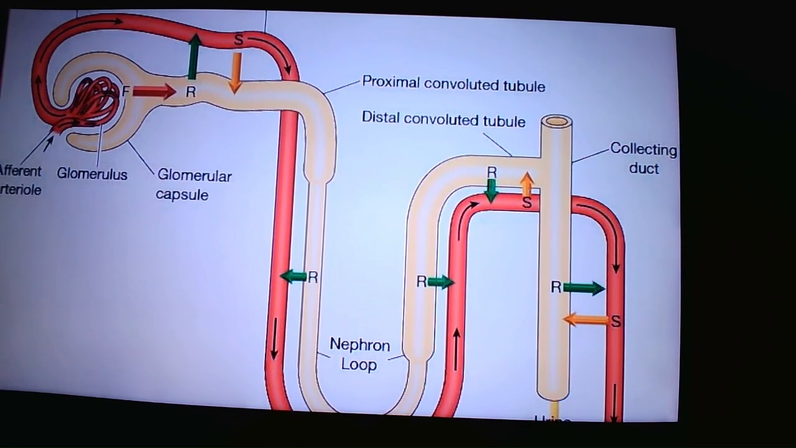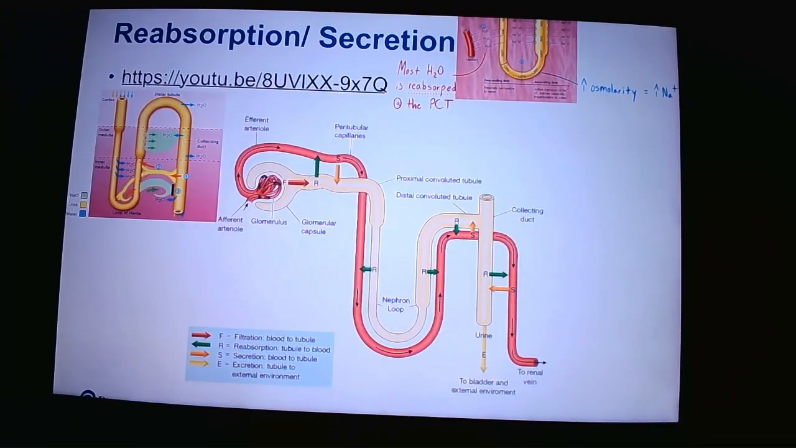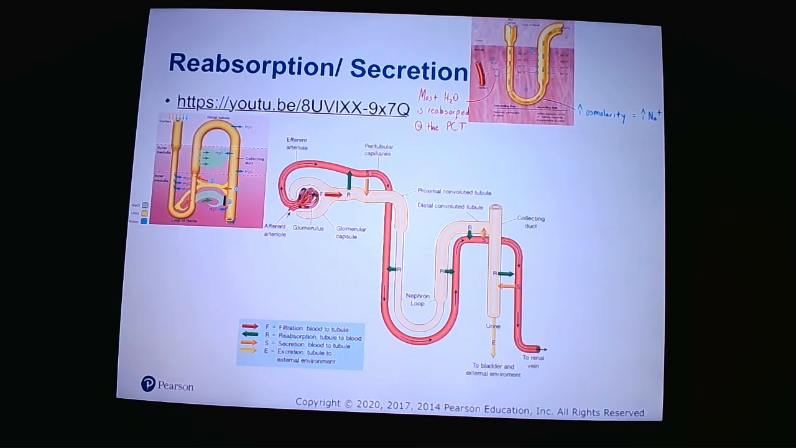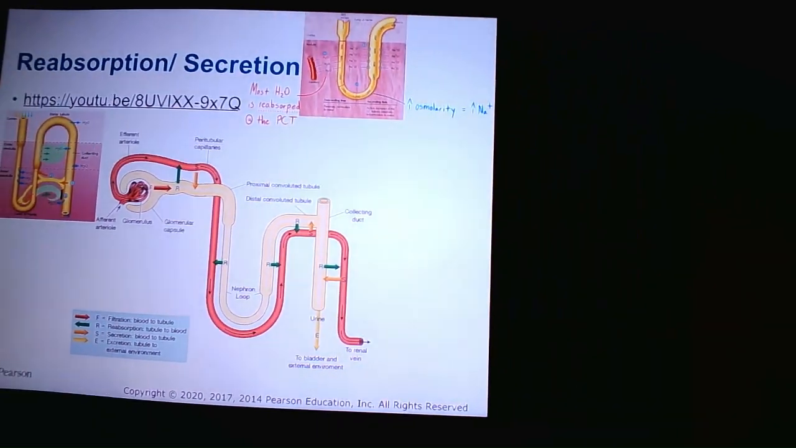Secretion means it's going from the blood vessel to the nephron, right? Think secretion as depositing. Think reabsorption as a refund. Think of it that way. That's going to be a way to help out, right?